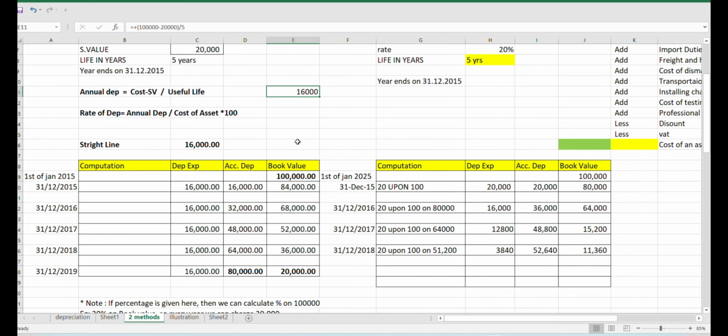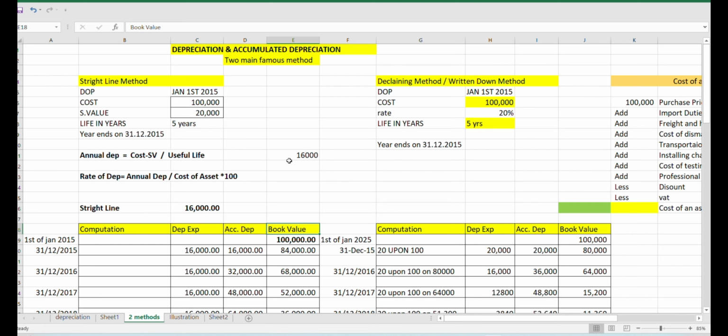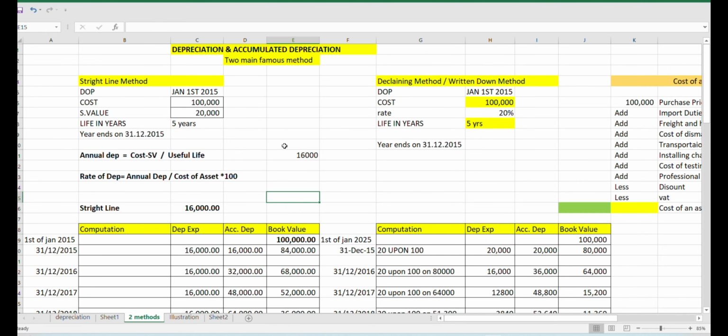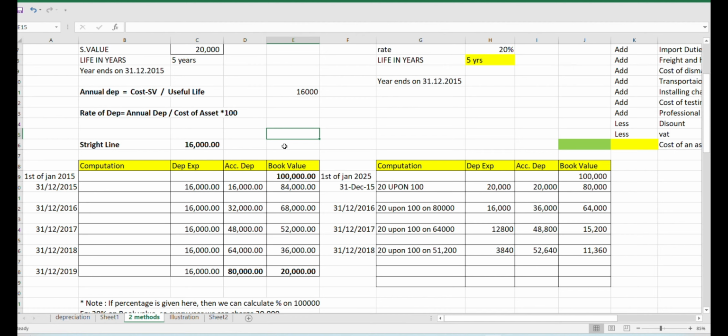Before calculating depreciation, it's always better to make a table like this so that you can write the computation: depreciation expense, accumulated depreciation, and book value. Let's start working on the straight line method. In the straight line method, take a book value of 100,000. You have bought the machinery on 1st of January 2015.